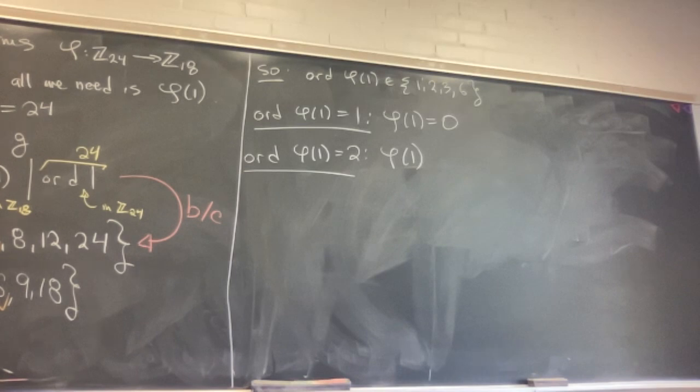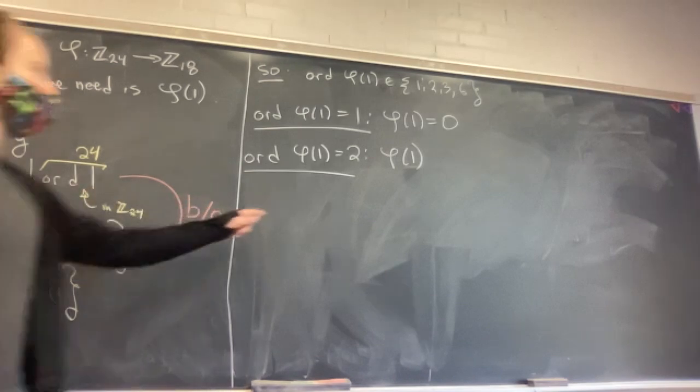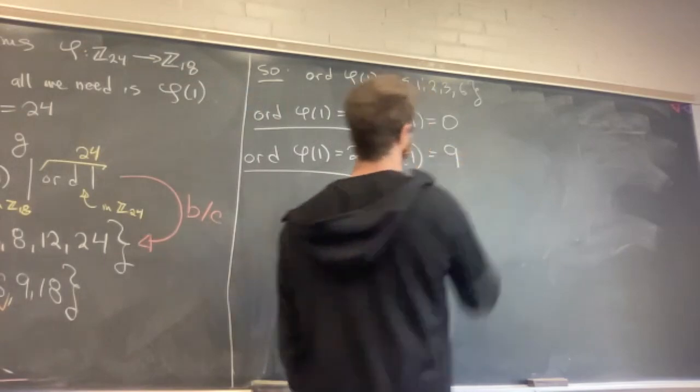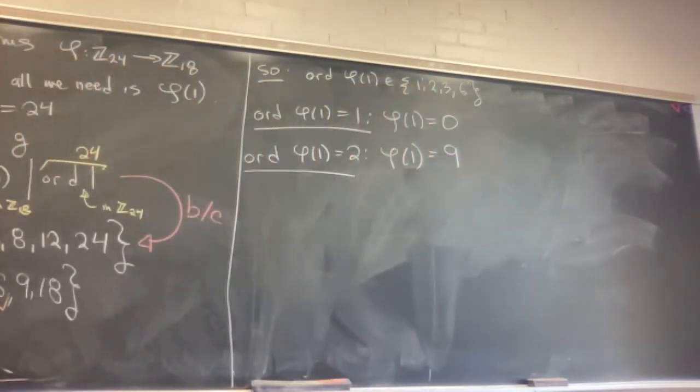So what has order 2 in Z18? What's half of 18? 9. So 9 plus 9 is 18, right? That means 9 has order 2, because you combine 9 with itself, you get the identity. So 9 is the only element with order 2. That means that's the homomorphism here: phi of 1 goes to 9.